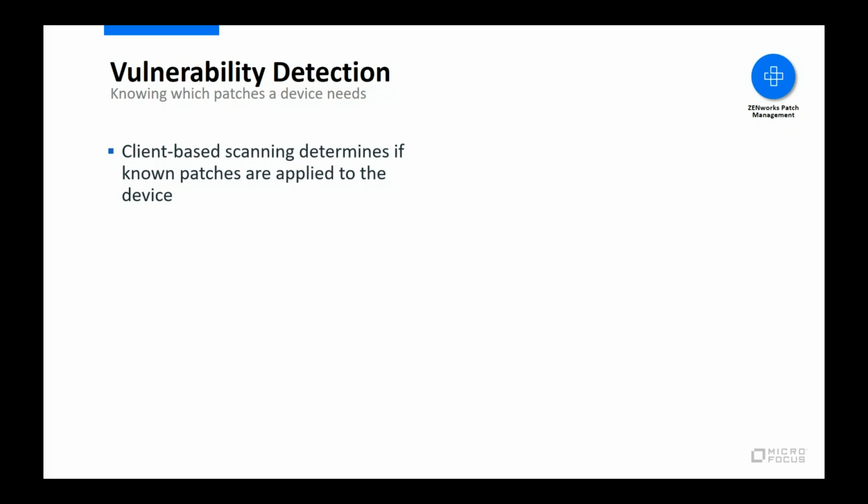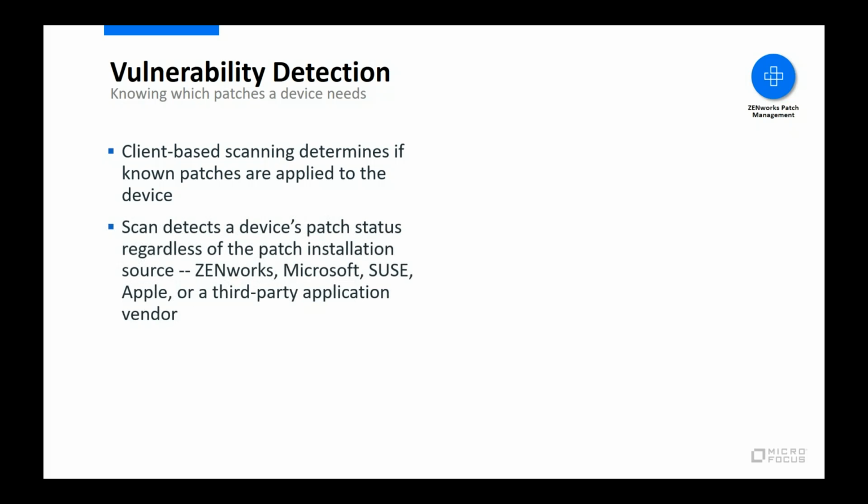Using a variety of analysis techniques, such as file and registry comparisons, the patch agent determines whether or not a patch is installed. And because of the analysis techniques used, ZENworks Patch Management detects a patch's installation state regardless of the installation source. This ensures that, first, you always know the complete patch status of a device, and second, ZENworks Patch Management doesn't waste resources attempting to install a patch that was previously installed by another source.